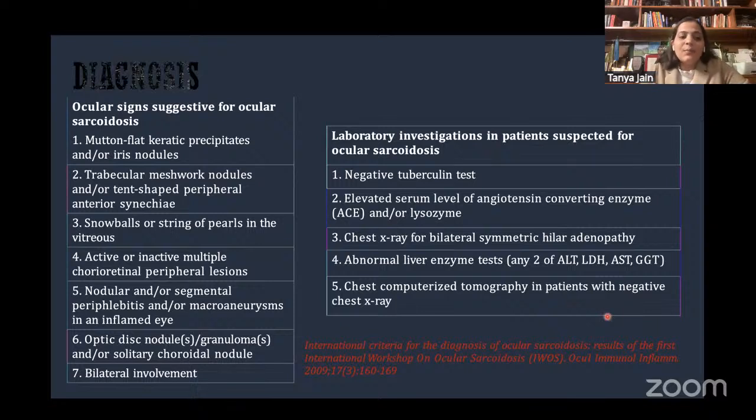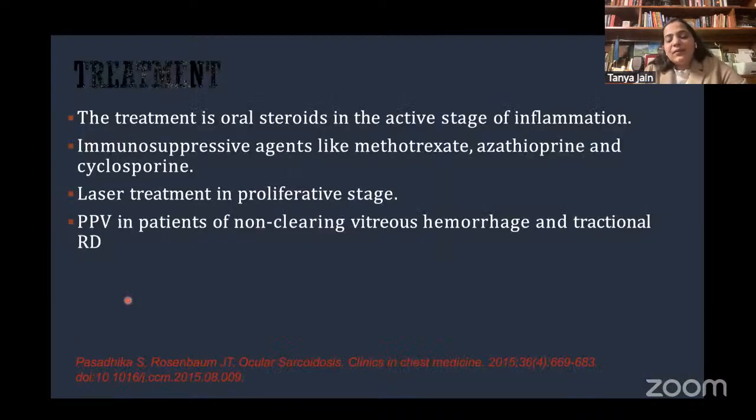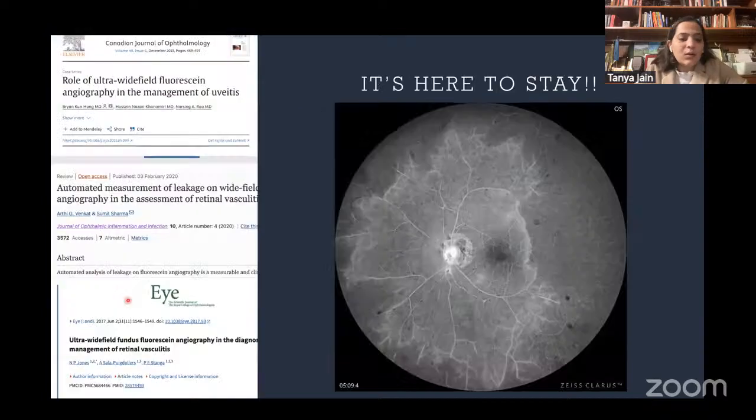You may need to learn this for your exam. Ocular signs: mutton fat KP suggestive of granulomatous uveitis. You may have trabecular meshwork nodules, the snowballs or string of pearls in the vitreous. Sometimes chorioretinal lesions, active or inactive multiple chorioretinal lesions. Again, as I said, segmental periphlebitis, which is your candle wax drippings, optic disc granulomas, or sometimes even solitary choroidal nodules, and bilateral involvement. These signs you must know for sarcoidosis. So treatment is definitely starting with steroids. However, patients do need long-term immunosuppression, starting sometimes with methotrexate and azathioprine, and later maybe going to biologics.